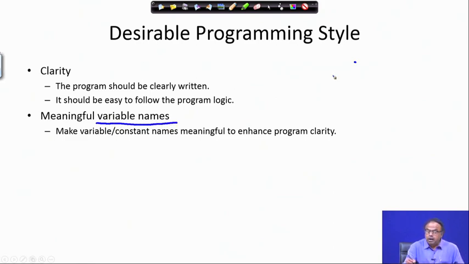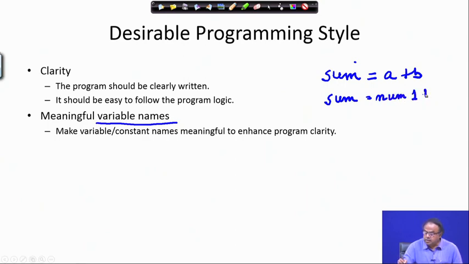For example, I want to add two numbers, and I say sum assigned num1 plus num2, it is good, semicolon. Please do not forget the semicolon. Now, this sum is a meaningful variable name. It immediately tells me what this variable is meant for. It is holding the sum.